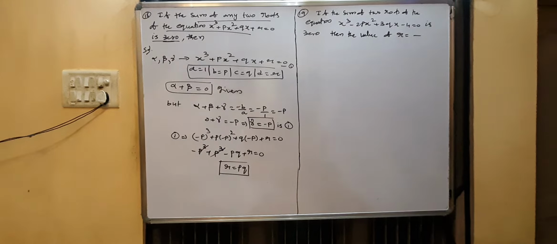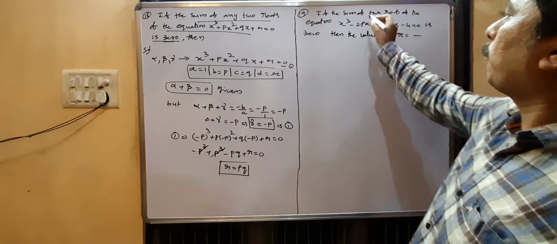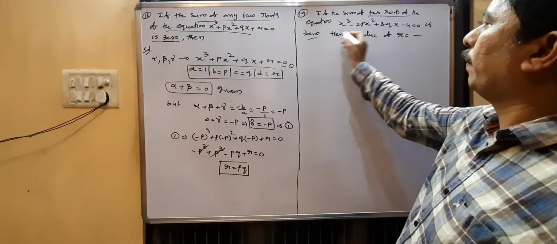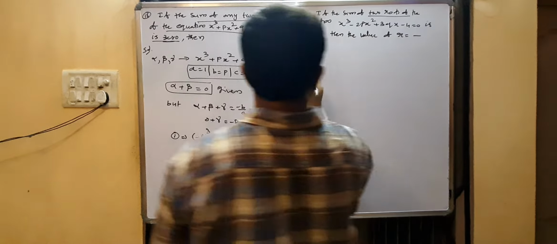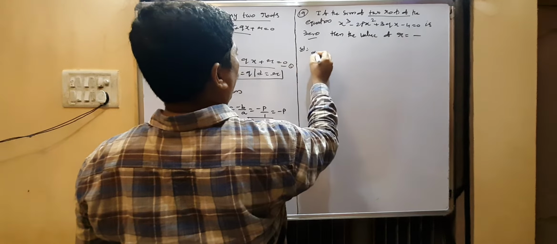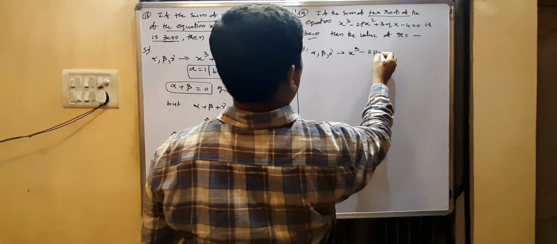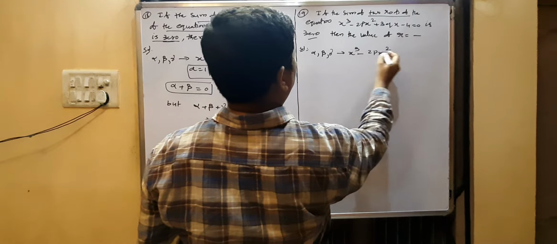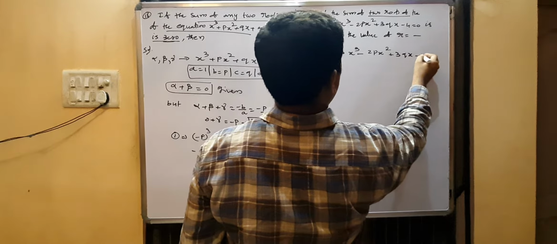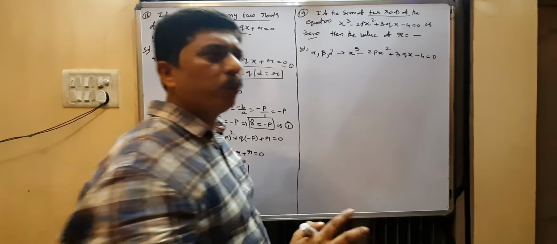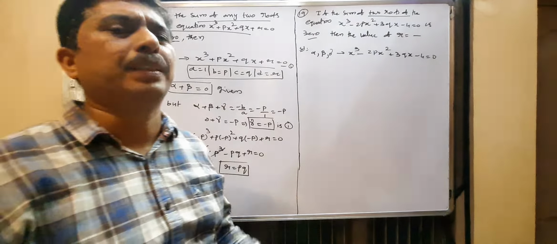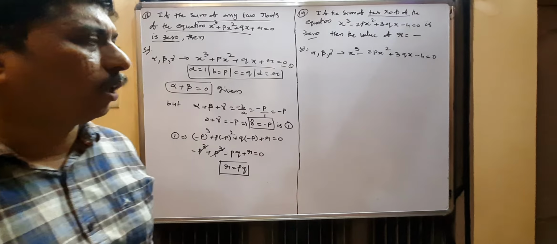Now coming to the next, same model. The sum of two roots of the equation is 0 is given. A cubic equation is given, so you can take the same model: alpha, beta, gamma are the roots of x cube minus 2p x square plus 3qx minus 4 equal to 0. If the sum of two roots is 0, obviously the third root is minus b by a.